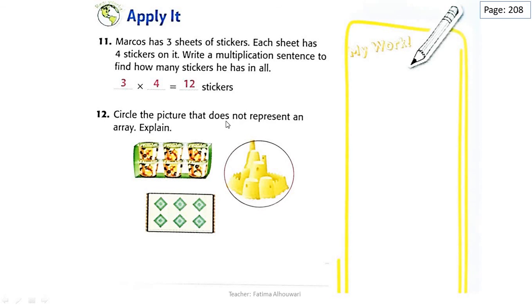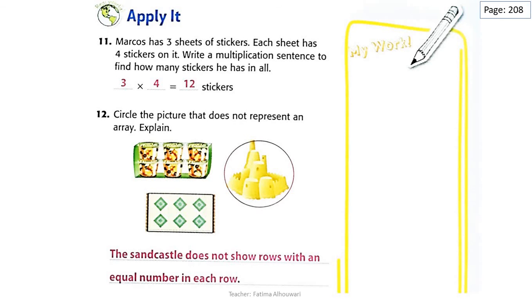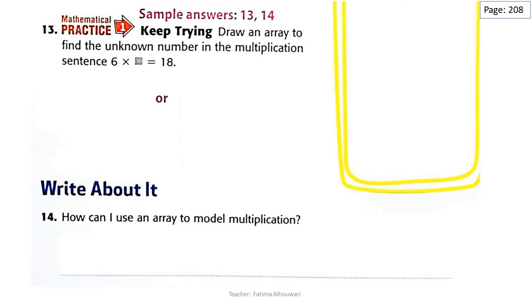Circle the picture that does not represent an array. In this one, we can see 2 rows. This is the first row. This is the second row. Equal rows. And in this one also, we have 2 rows. 2 equal rows. But what about this one? There is no equal rows here. So we will circle the sand castle because it does not show rows with an equal number in each row. Let's see the next question.